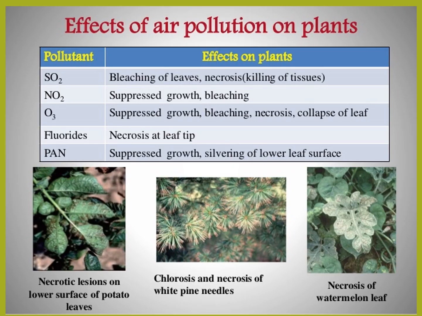So as air pollution or air pollutants are affecting human beings, similarly it has effects on plants also. So these general pollutants and effects on plants are given. If SO2 is in excess proportion, then it may result in bleaching of leaves, means their color, that is green color, is reduced. Instead of that you may see some yellow color or like that. Necrosis is nothing but killing of tissues of plants.